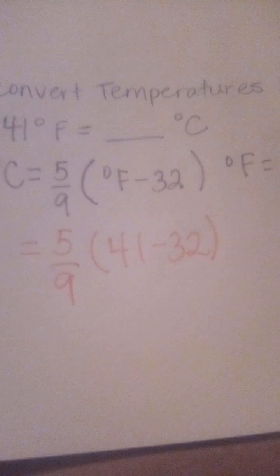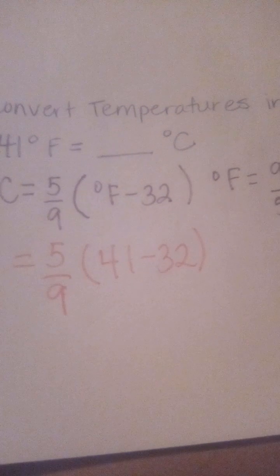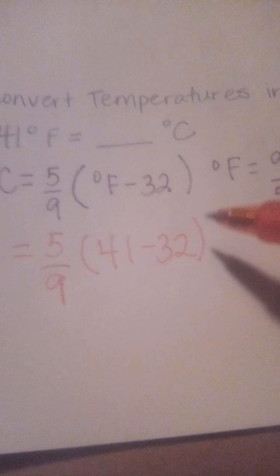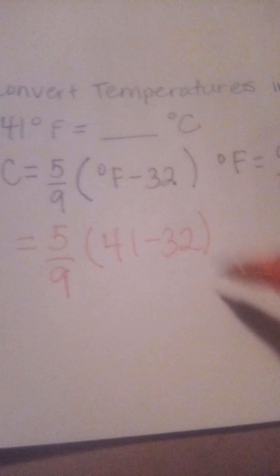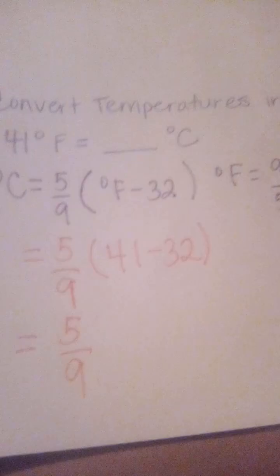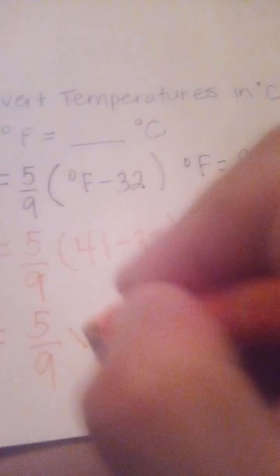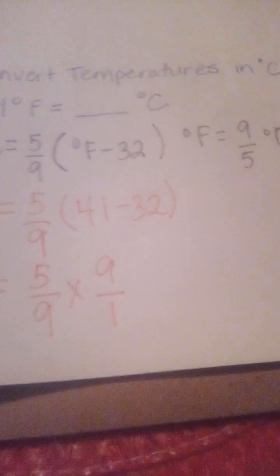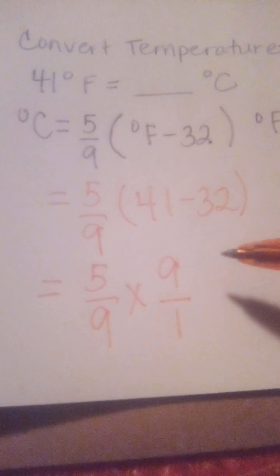Okay. All right. The next step is what? Look at the parentheses. Very good. 41 minus 32, that gives us which number? 9. 9/1, because it's going to make it a lot easier when I show you next. 5/9 times 9/1.